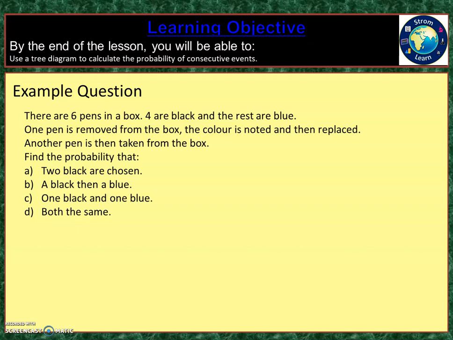So first of all, we have to construct a tree diagram. If you have watched the previous video in this series, that focused on this skill in more depth. But we've got a pen, so I'm going to label my first set of branches my first pen. And it can be black, or it can be blue. And then I'm taking a second pen, which can also be black, or it can be blue.